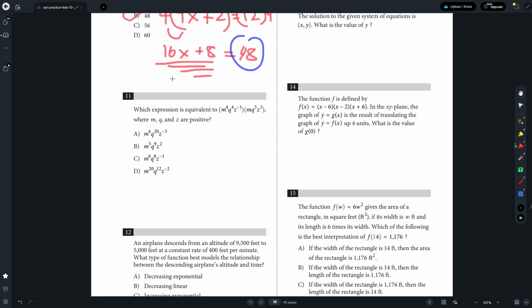Number 11. Which expression is equivalent to m to the power 4 times q to the power 4 times z to the negative first power times m times q to the power 5 times z to the power of 3, where m, q, and z are positive? So in order to do this, we need to understand exponential properties. And how do you do that?